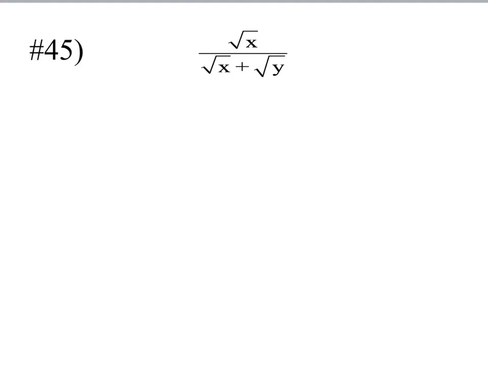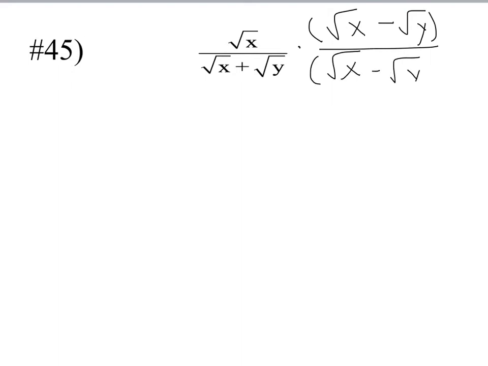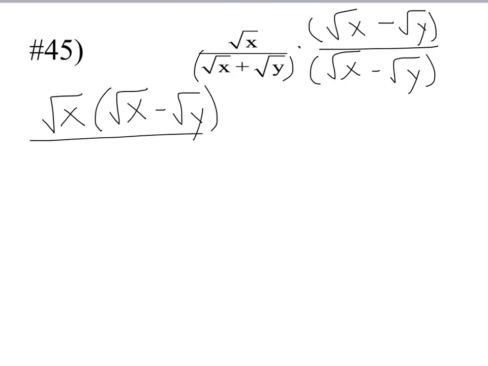Okay, so here we're also going to have to multiply by the conjugate. So that's going to be the square root of x minus the square root of y over the square root of x minus the square root of y. And then make sure you put your parentheses around here. So it's the square root of x times the square root of x minus the square root of y all over, remember, multiply your first two terms together, which gives you the square root of x squared, and then your last two terms together. So it's square root of y times negative square root of y, which is negative square root of y squared.